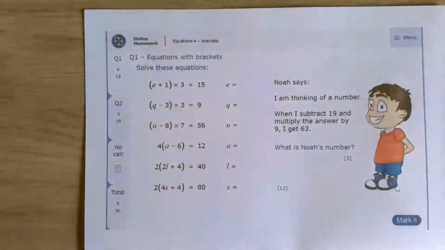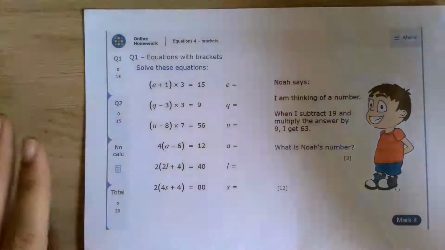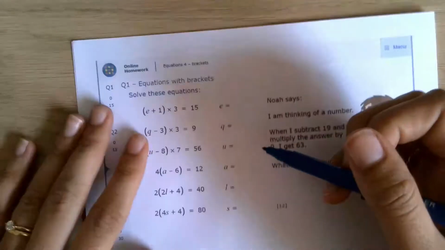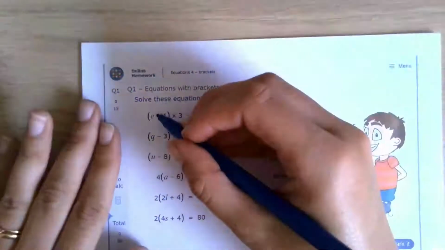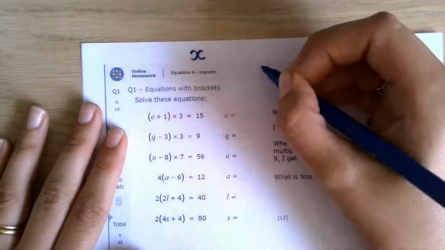After my first attempt at this failed miserably, I'm doing it again, but I've written the equations out separately. Make sure everyone's happy with the vocabulary I'm using. Whenever we see a letter, for example E, Q, U, A, L or S, or X, which is what we usually use, that is an unknown.